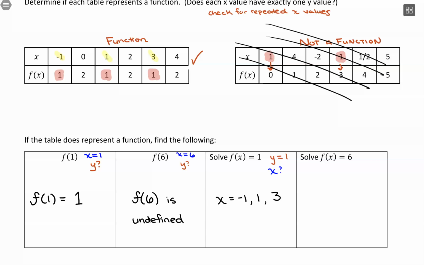For this next one, solving f of x equals 6. So we're saying y is equal to 6, and we want to know what is the x value that goes together with that. So looking across my y values, I'll notice there isn't a 6. So with this one, we would say there is no solution. It doesn't show up on the table, we can't solve that equation.